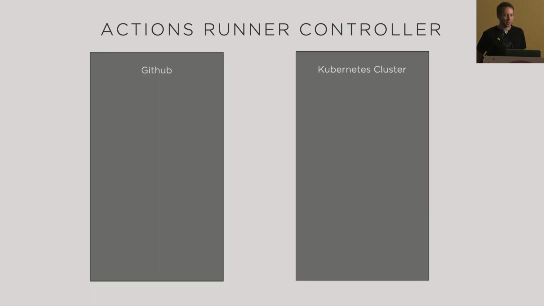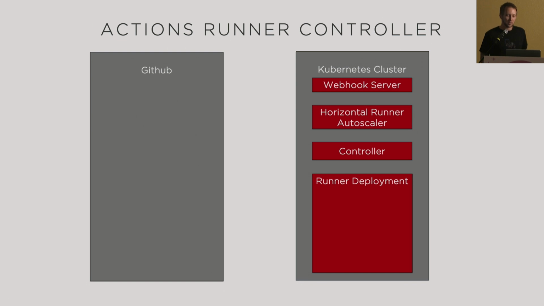So to dive a little bit more into how this works, we have GitHub and our Kubernetes cluster. We deploy 4 new resources into the cluster. We have a webhook server, this thing called a horizontal runner autoscaler. If you ever used a pod autoscaler, it's very similar. A controller, and then a runner deployment, which is similar to a regular deployment.